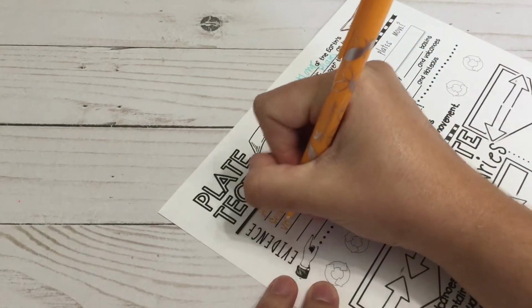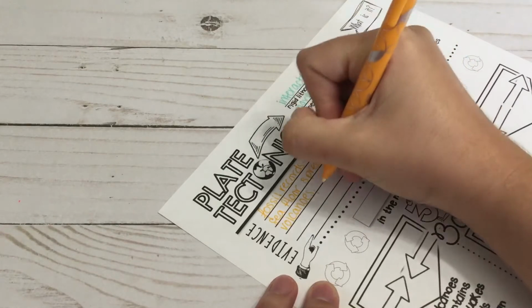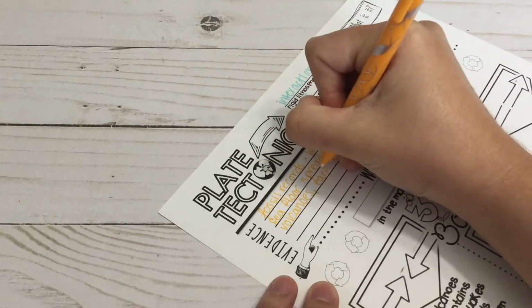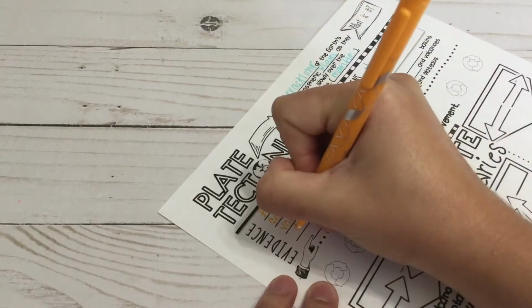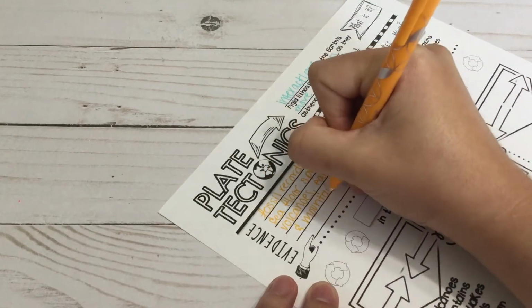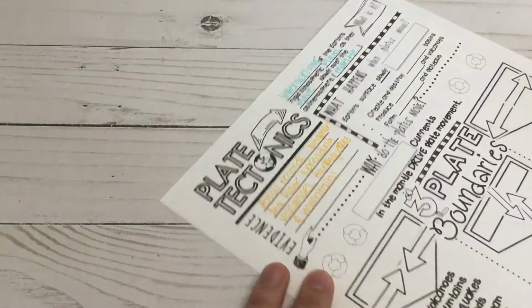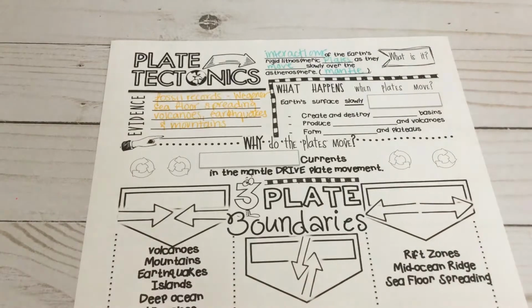And then volcanoes, earthquakes, and mountains are all evidence that the plates don't just stay in place. They move around and things happen.